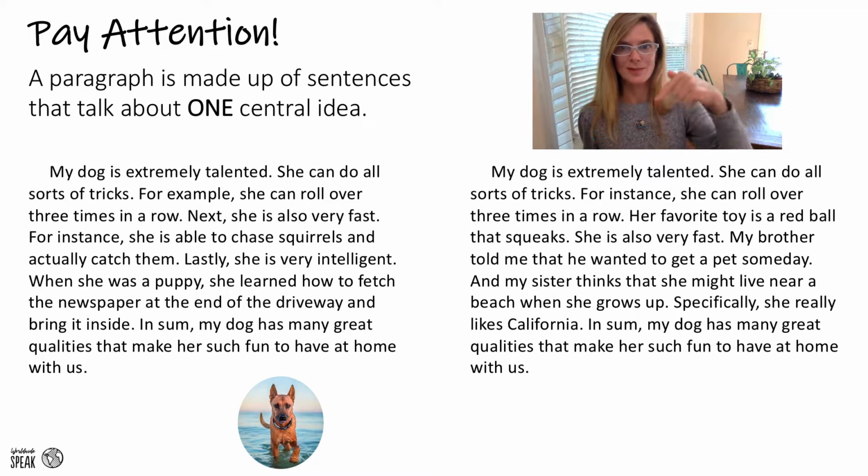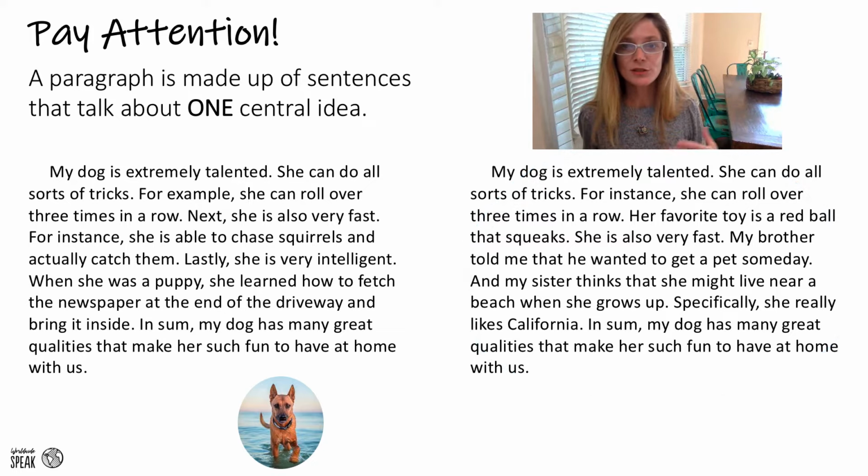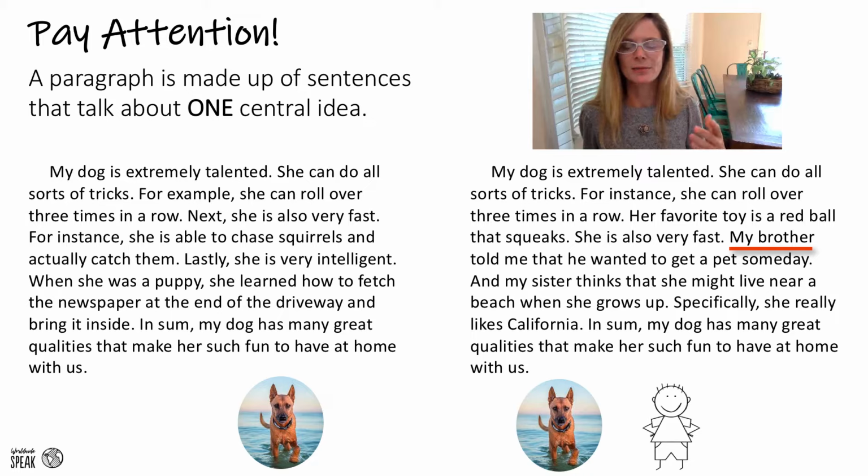Well, now if we take a look at that paragraph right below me, the second paragraph, this paragraph has some problems. As you can see, it starts out really well. It's talking about my dog and how talented she is, again, how she can roll over. Then it starts talking about her toy that she likes. Okay, that's a little different than talking about how talented she is, but it's still about the dog, so it's okay. It's not great. But then I start talking about my brother, and I'm confused because why am I talking about my brother if the central idea of the paragraph is about my dog?